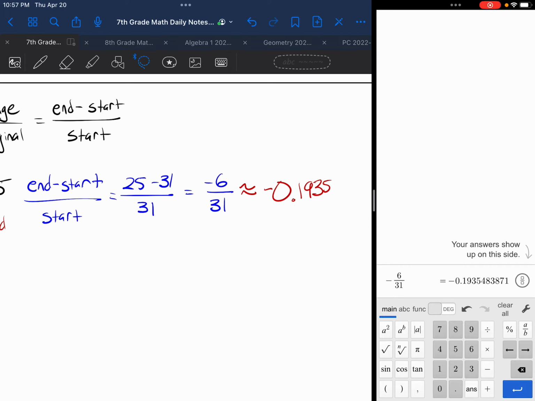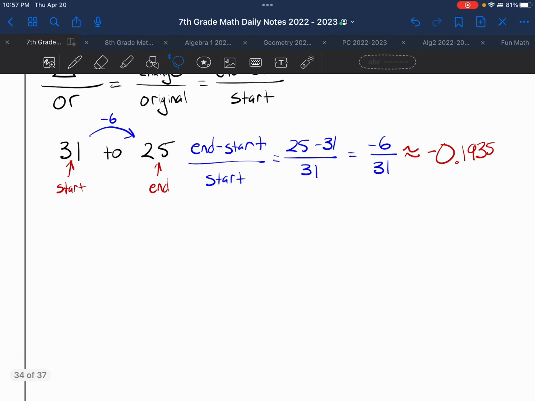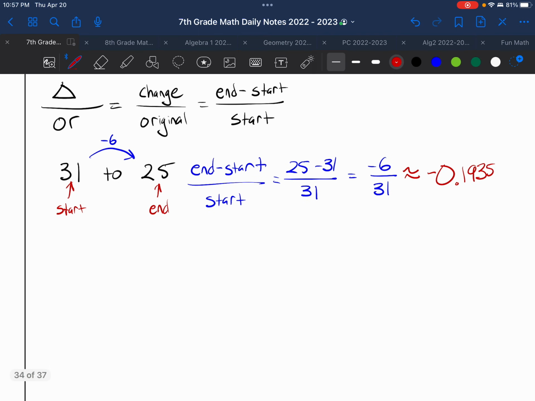I need to convert that into a percent because the title of our lesson is percent of change. So what percent did it change? Because we have a negative here, this is going to be a decrease. So I'm going to move the decimal 1, 2 to the right. This is now going to be 19.35%. It's a decrease because of this negative symbol. If it was a positive, it would be an increase. So we say 19.35% decrease.